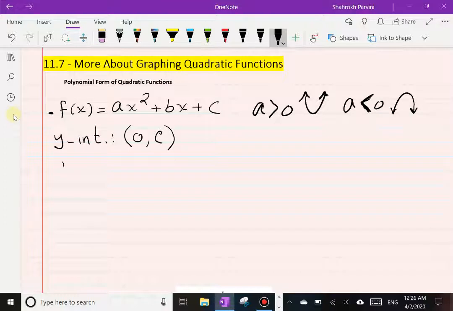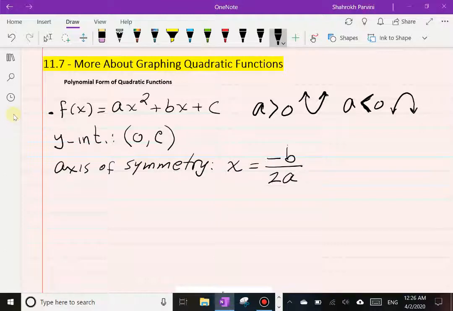And the axis of symmetry, its equation is going to be x equals negative b divided by 2a. Again, these are the a, b, and c from the general quadratic function. So that would be the equation for the axis of symmetry. And finally, the coordinates of the vertex. I'm just bulleting these key points.